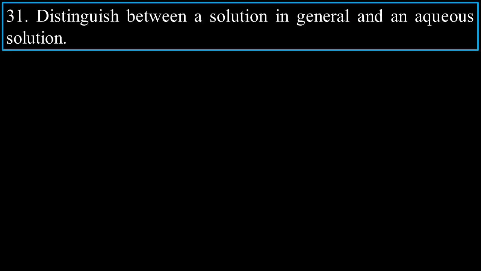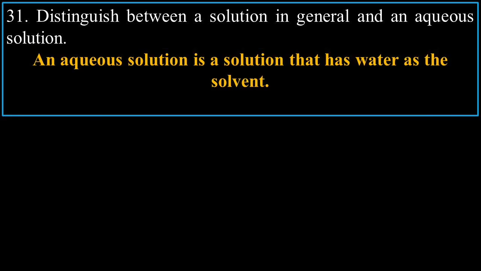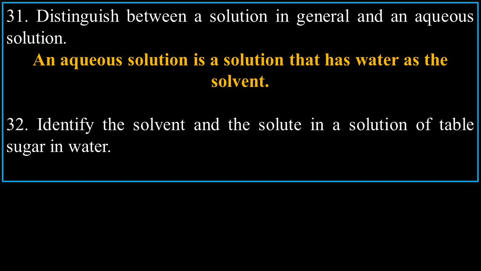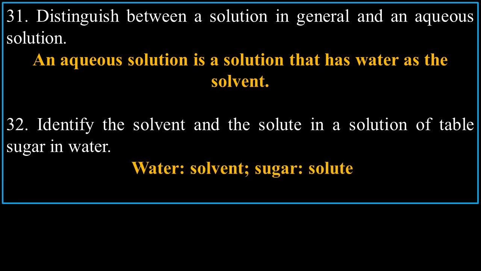Distinguish between a solution in general and an aqueous solution. An aqueous solution is a water solution, a solution that has water as the solvent. Easy. Identify the solvent and the solute in a solution of table sugar. Table sugar is the solute, water is the solvent.